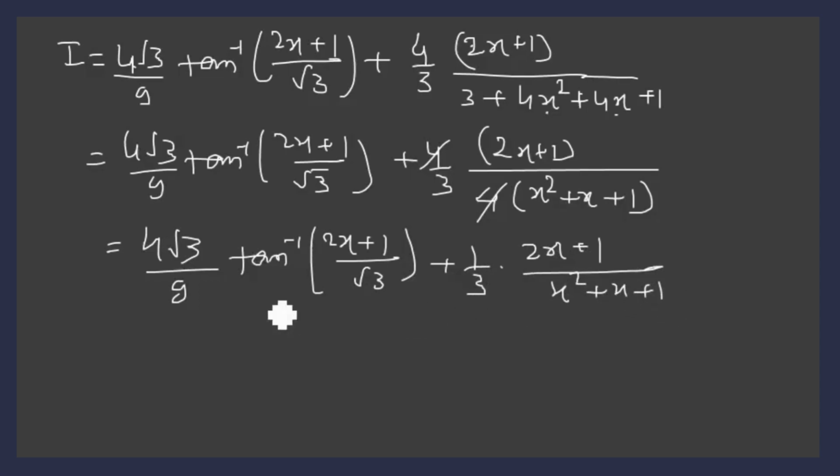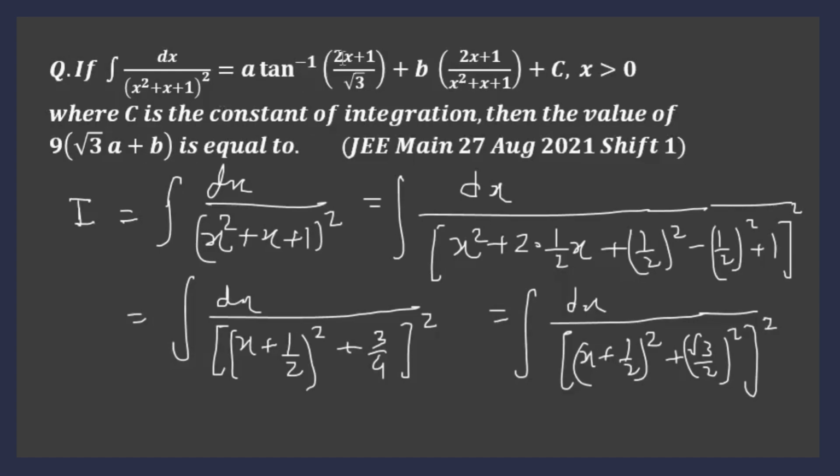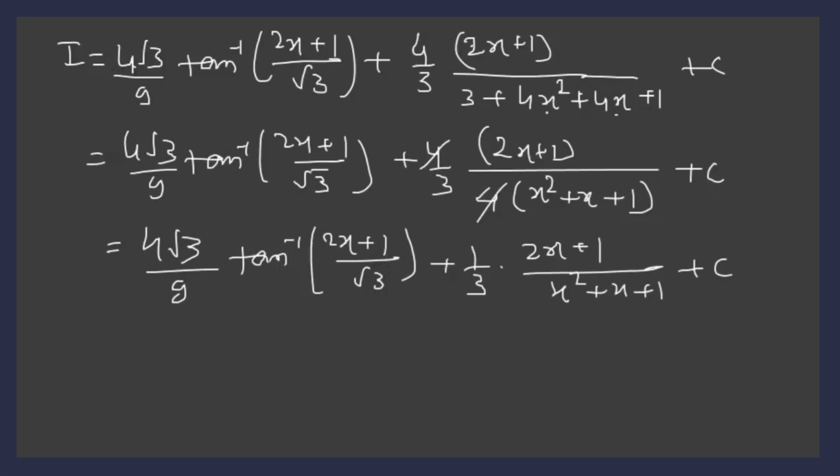Plus c is there, the constant of integration. Now we have to compare this final result with the result given: a tan inverse 2x plus 1 by root 3, plus b times 2x plus 1 by x square plus x plus 1, plus c. So a and b we can get from here. a is 4 root 3 by 9, and b is 1 by 3.